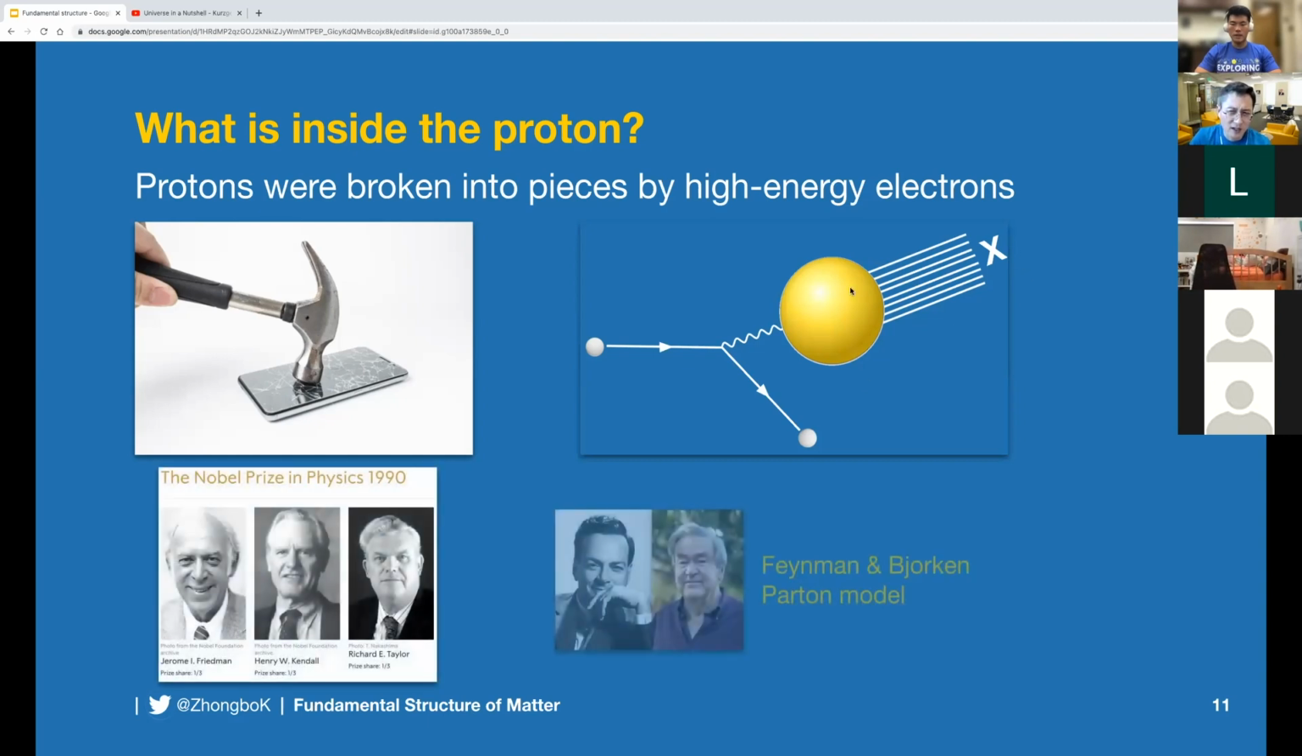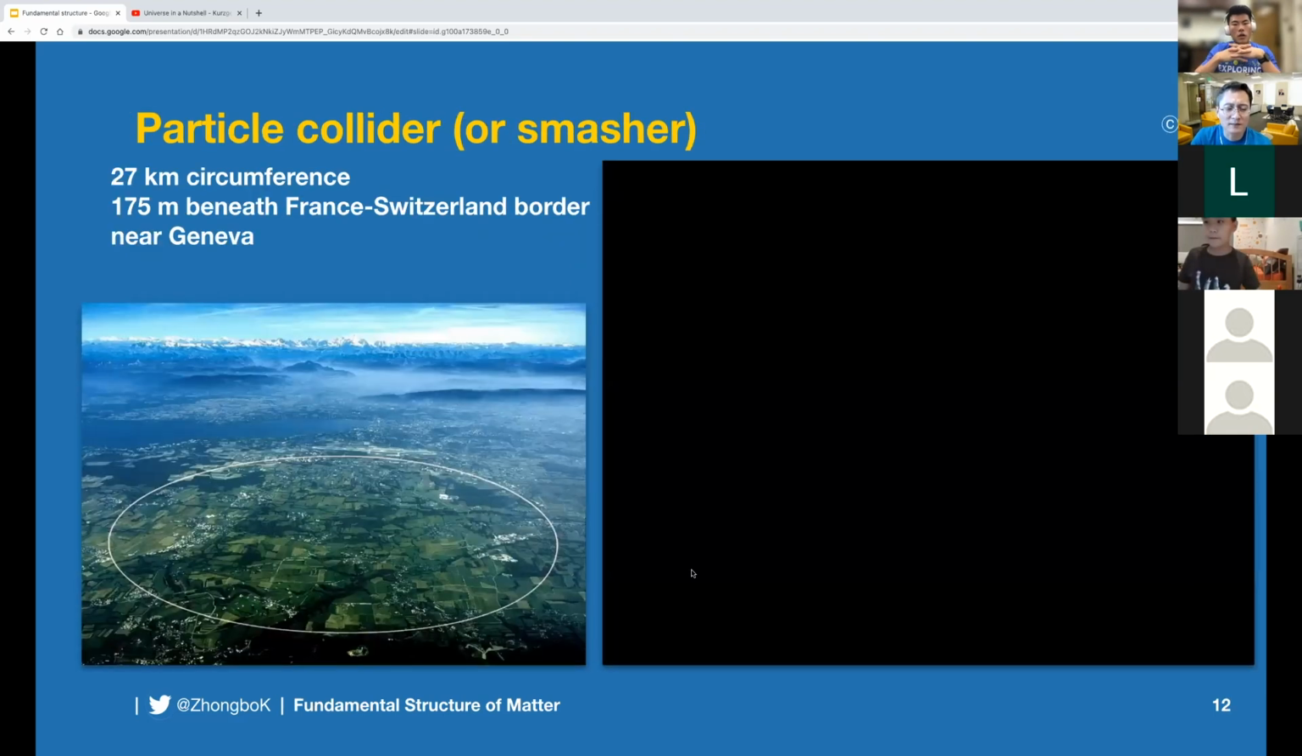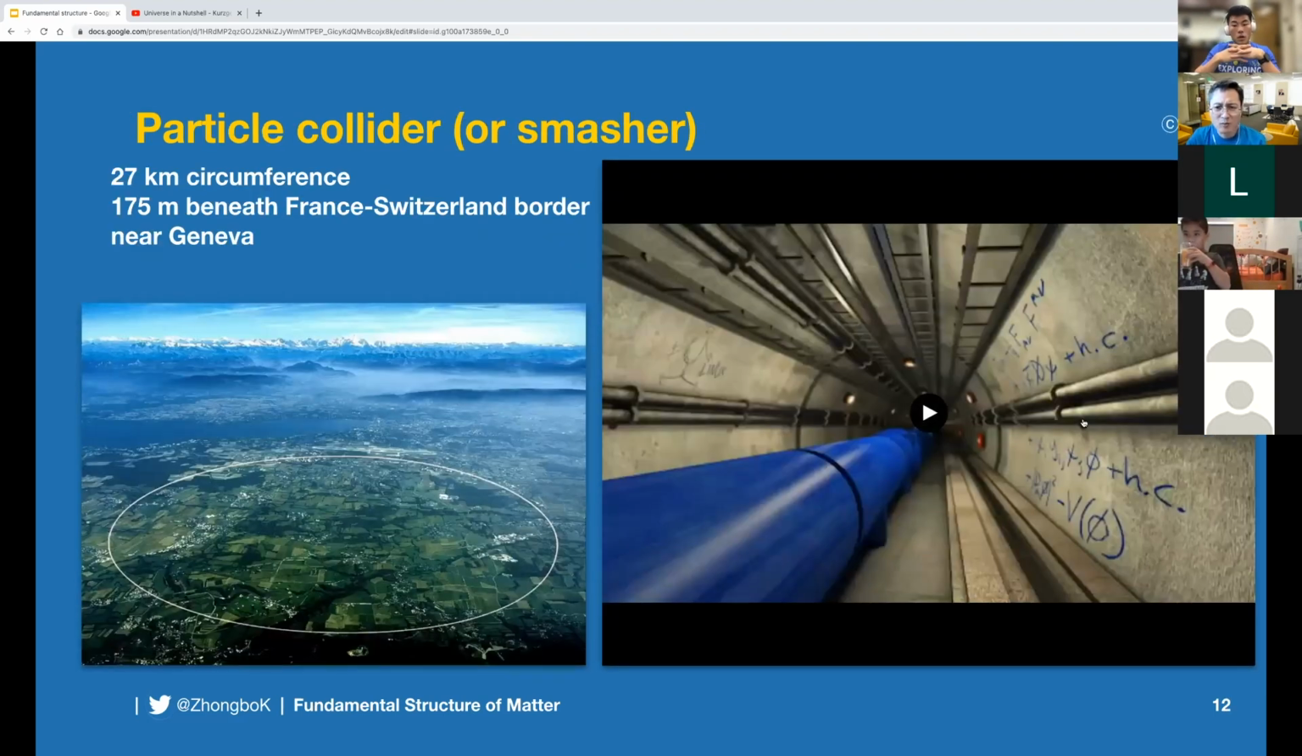So there were a lot of experimentalists, these three, and the theorists, Feynman and Bjorken, and they worked together eventually to figure out what's inside these protons. Those are called quarks. In modern days, we're using exactly the same idea. We're trying to smash particles and figure out what's inside. This is called a particle collider or a particle smasher, right?